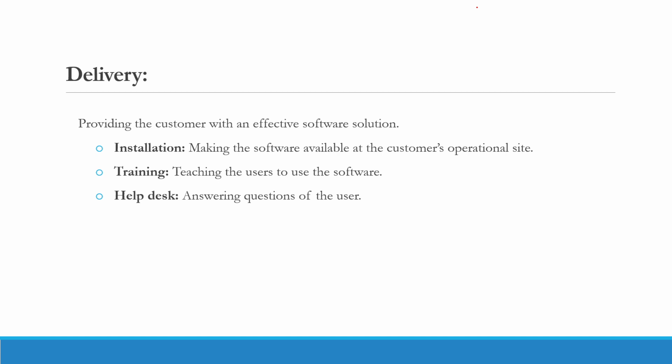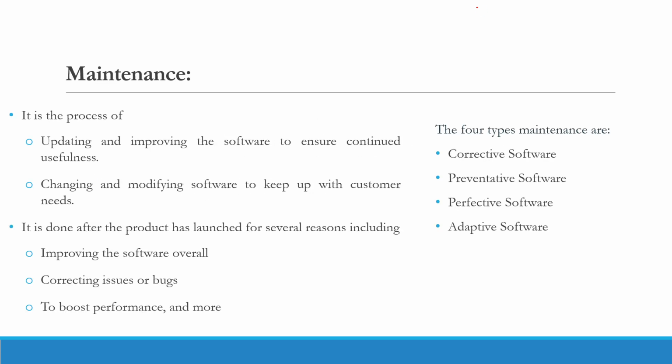This part of the software development lifecycle is delivery and deployment. Here we have three tasks: installing, or making sure the software is available at the customer's operational site, which means we deploy the software; training the users to use the software; and finally, help desks that provide help or assist the customer in any situation. This is the software delivery and deployment part.